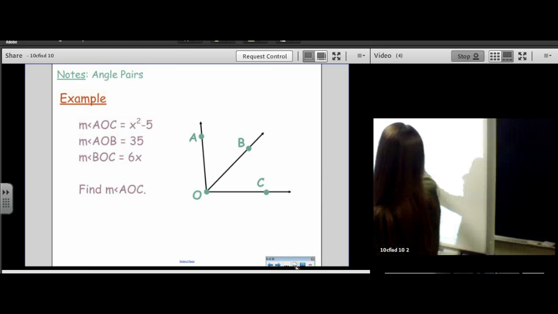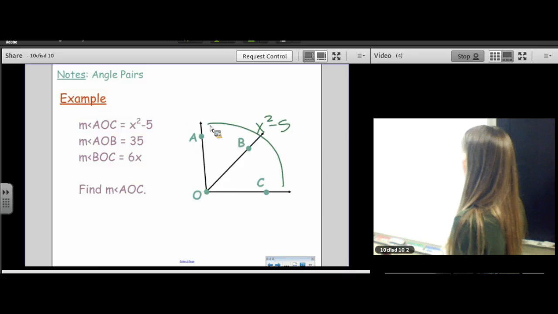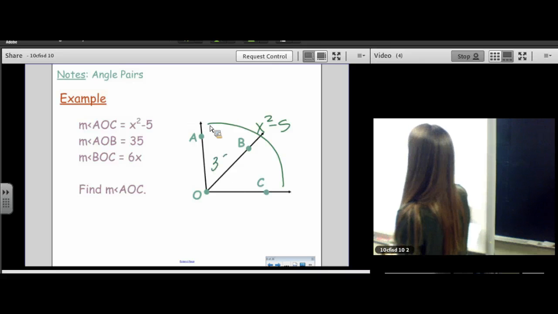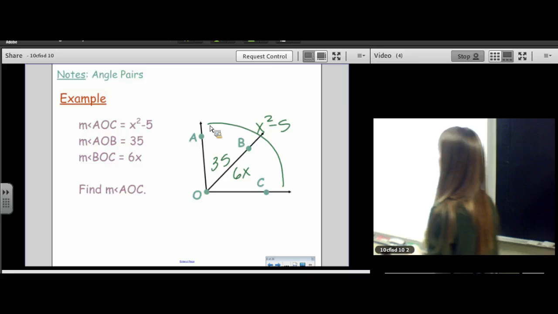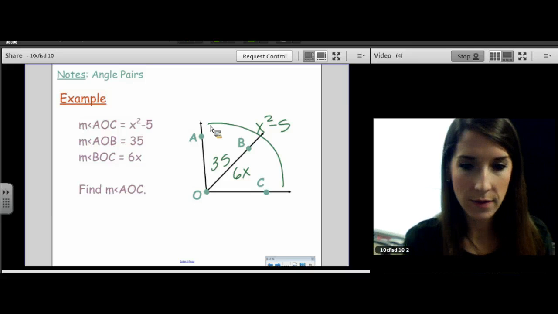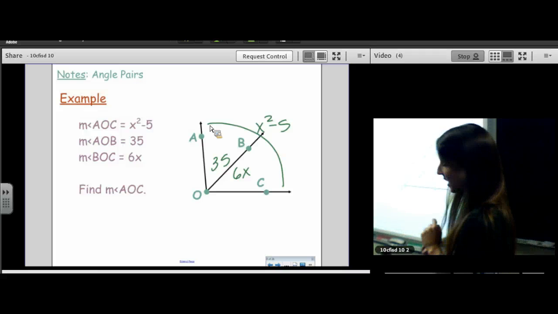AOC, uh-oh, I gave you the whole first, be careful. AOC is x squared minus 5, AOB is 35, and BOC is 6x. Find the measure of AOC. I'll give you a little bit of time to work on that one. 95 for AOC, and x is negative 4 and 10.